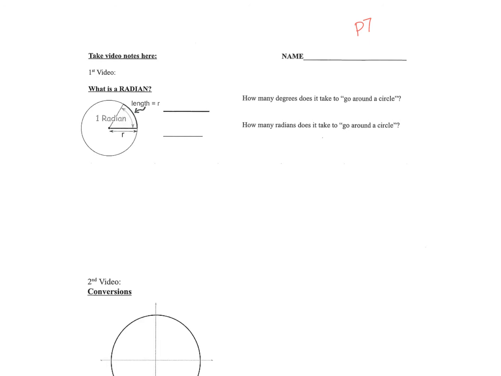And from that video, we learned that it takes 360 degrees to go around a circle, and that's equivalent to 2 pi radians. And so we could set up an equation that says 360 degrees is equal to 2 pi radians. If I divide both sides by 2, I get 180 degrees equals pi radians. That becomes our conversion factor that we're going to use to convert from degrees to radians.